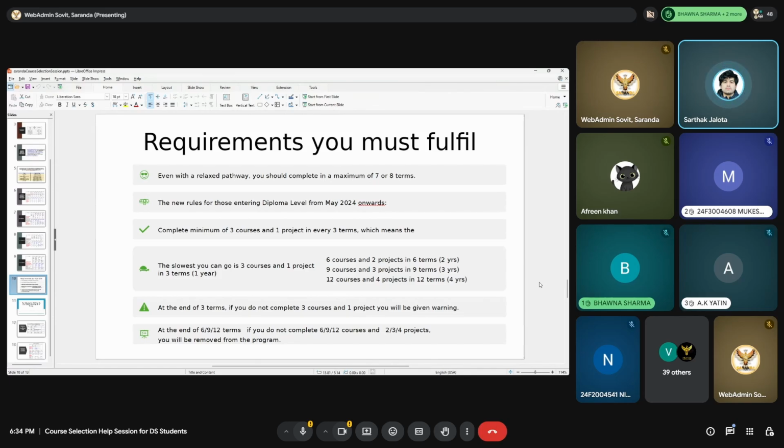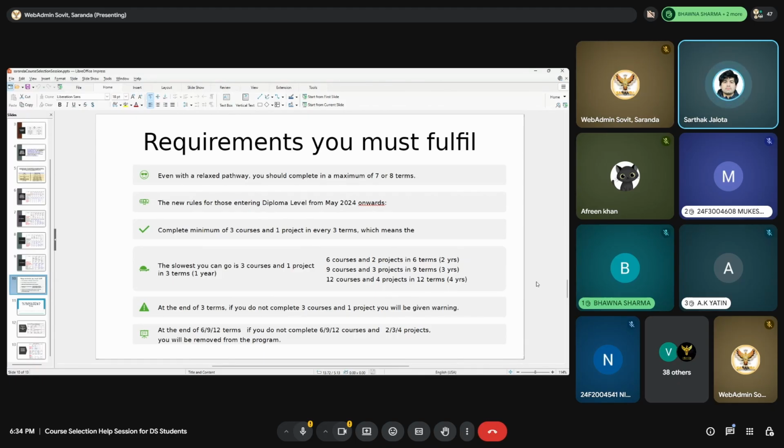Okay, so there are new rules about the diploma level, जैसे निरंजन ने अभी बोला था. So within 3 terms, you have to complete three courses and one project. Otherwise, you'll be given a warning. आपको रिमूव नहीं करेंगे, लेकिन आपको वार्निंग मिलेगी.